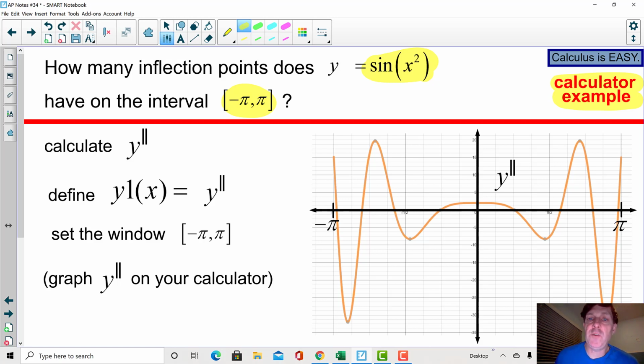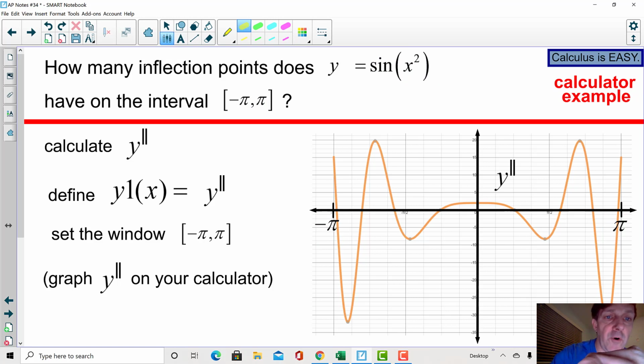Now, I'm going to show you how to use your graphing calculator. In our class, we use the TI-89, so we'll be using that. And you're going to get something like this picture that we see right here. I think this picture was made using Desmos, but this is the graph of the second derivative, and we're only looking at it from -pi to +pi.